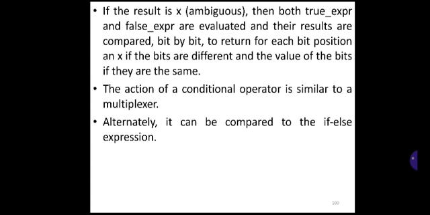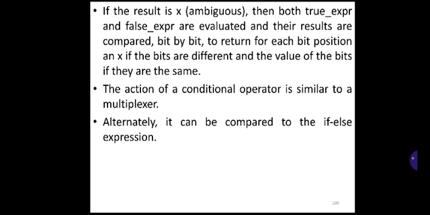There is one more case here: if the result is X, that is, an unknown or ambiguous result, then both the true expression as well as the false expression are evaluated. Both expressions are evaluated, and their results are compared bit by bit. It will return an X for each bit position where the bits are different, and the value of the bit where the bits are the same.